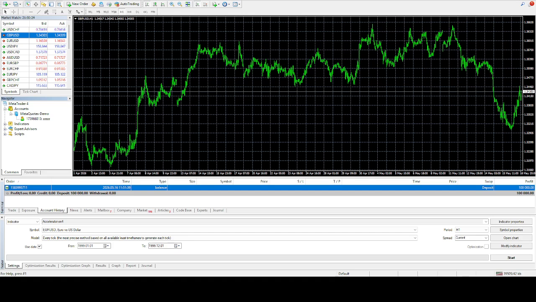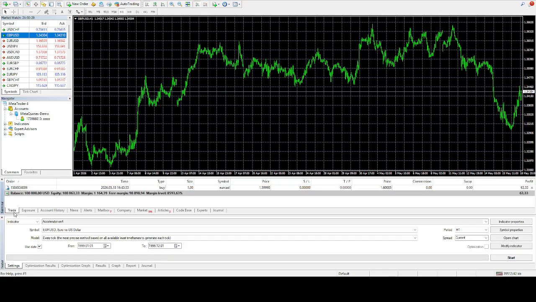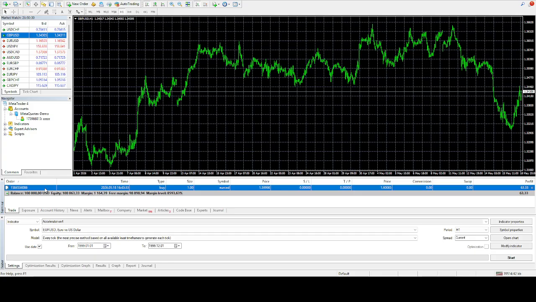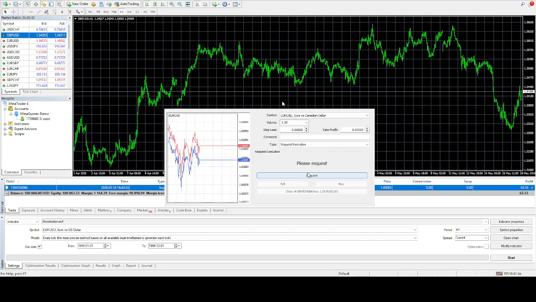Closing a trade in MetaTrader 4 is a straightforward process. First, you need to open the platform and locate the Trade tab at the bottom of your screen. This tab displays all your open trades, allowing you to see the current status of each one. Once you find the trade you intend to close, take note of its details, such as profit and loss.